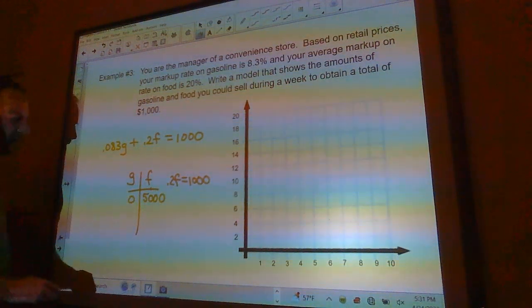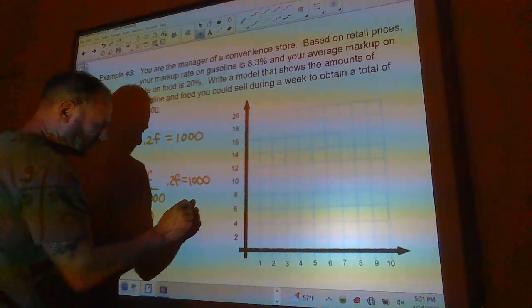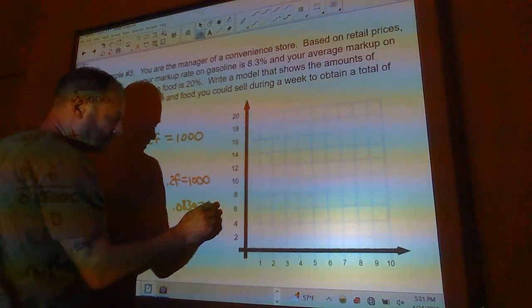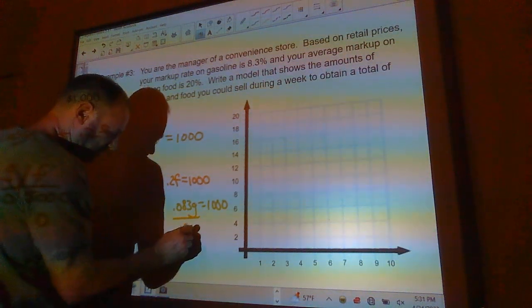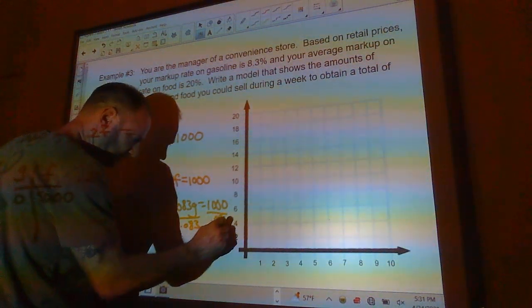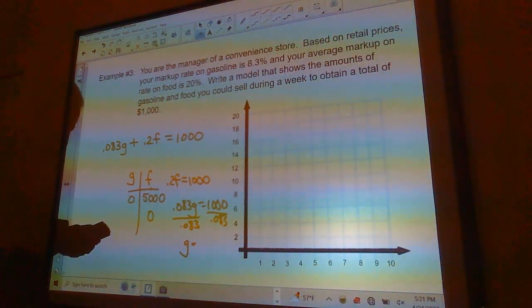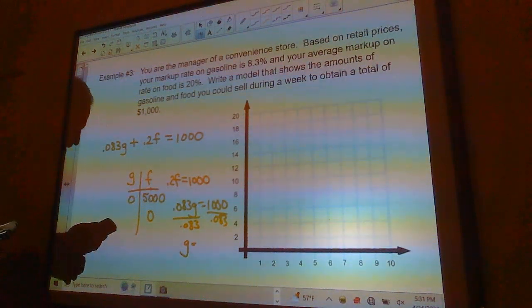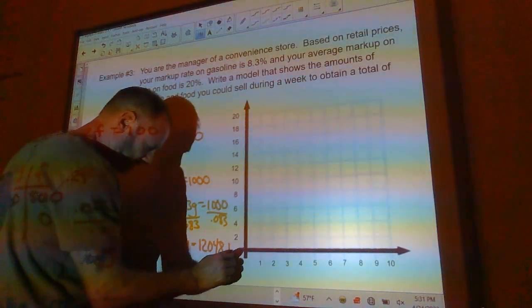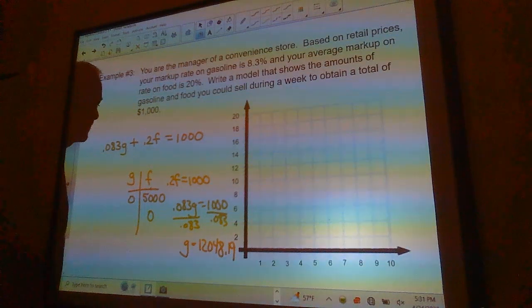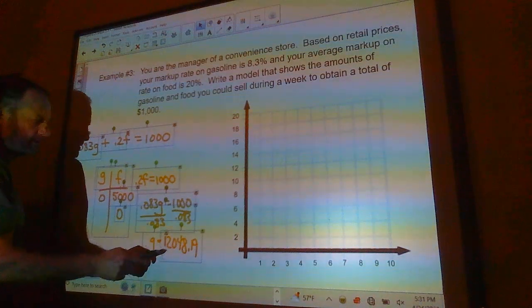Okay. Now I'm going to go ahead, plug 0 in for F. That makes this go away. I get 0.083 G is going to equal 1,000. So I'm going to divide both sides by 0.083. And G is going to be 1,000 divided by 0.083. Comes out to be 12,048.19. Okay, so obviously then I have to adjust my scale here.